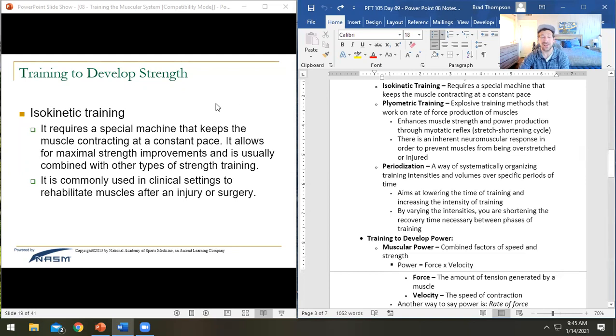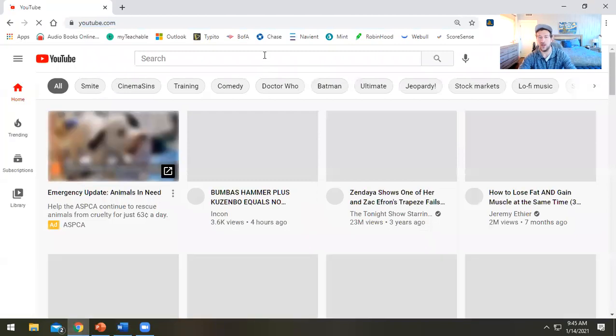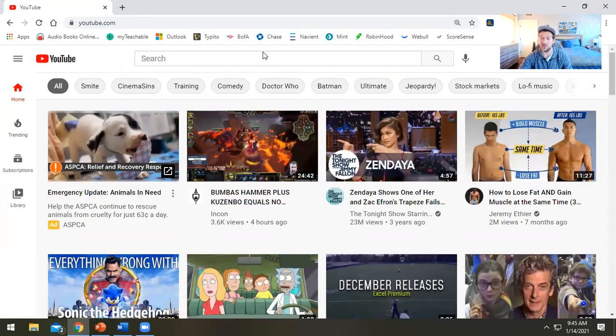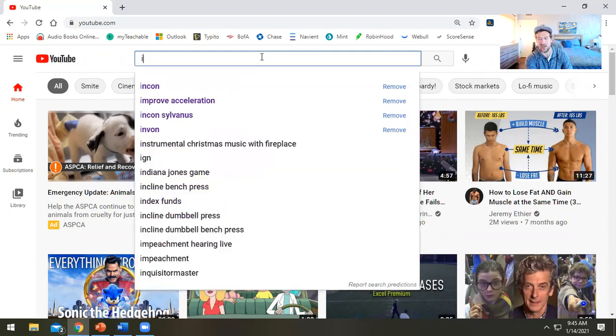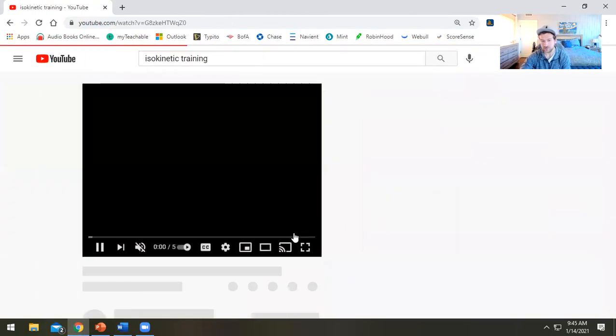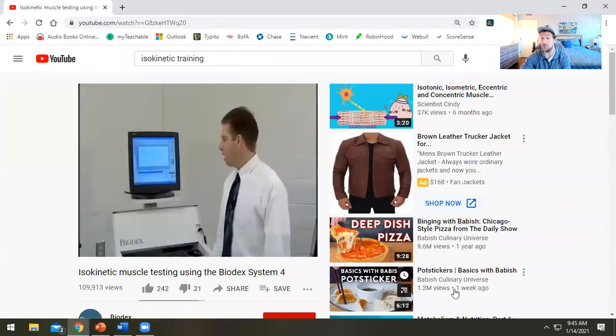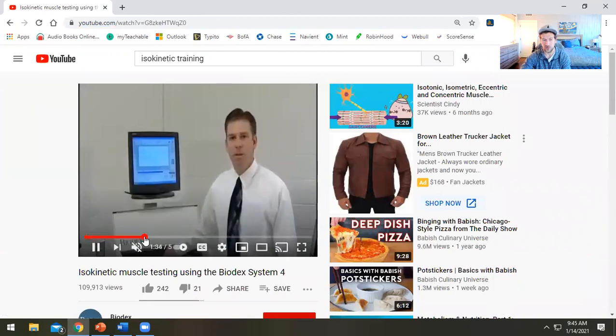All right, let's go ahead and look at isokinetic training. This is another one that's kind of special. You're not going to really find this in a lot of gyms, but this uses a very special machine that keeps you at a very consistent pace while you're lifting. A lot of physical therapists will use these pieces of equipment to help their clients with those types of contractions. So you'll see isokinetic training, and they'll use these machines that control how fast you can move through a different range of motion.